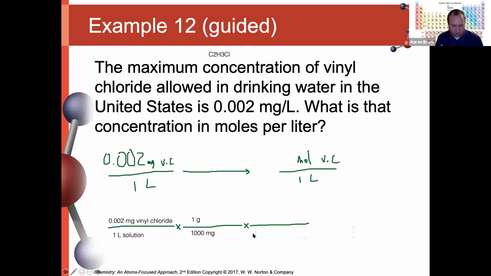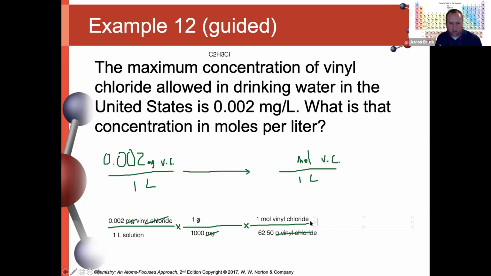Molar mass of carbon, 12.01, and there are 2 of them. Molar mass of hydrogen, 1.01, and there are 3 of them. Molar mass of chlorine, 35.45, and there's just 1 of them. We get 62.50 grams of vinyl chloride in 1 mole of vinyl chloride. And so our milligrams have canceled. Our grams of vinyl chloride have canceled. We're left with moles of vinyl chloride divided by liters of solution.